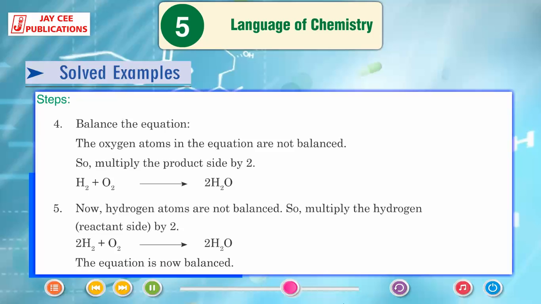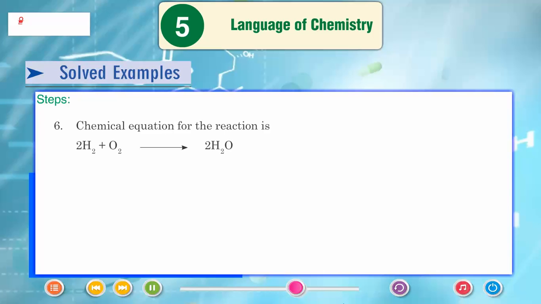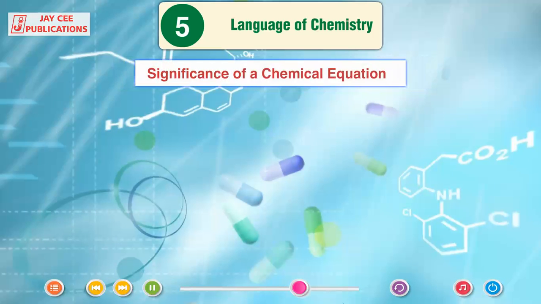5. Now hydrogen atoms are not balanced. So, multiply the hydrogen on the reactant side by 2. 2H2 plus O2 gives 2H2O. The equation is now balanced. 6. The chemical equation for the reaction is 2H2 plus O2 gives 2H2O.